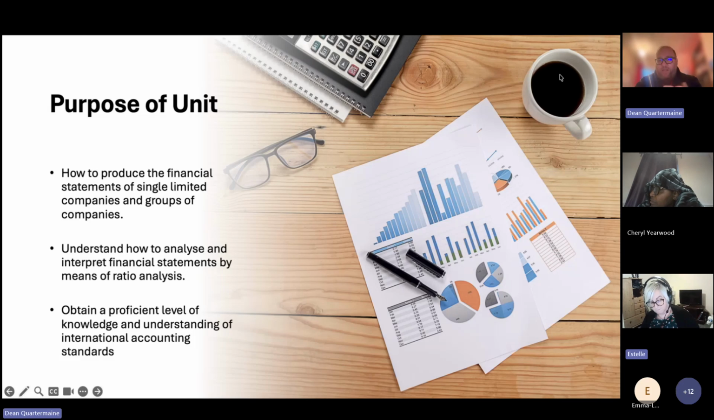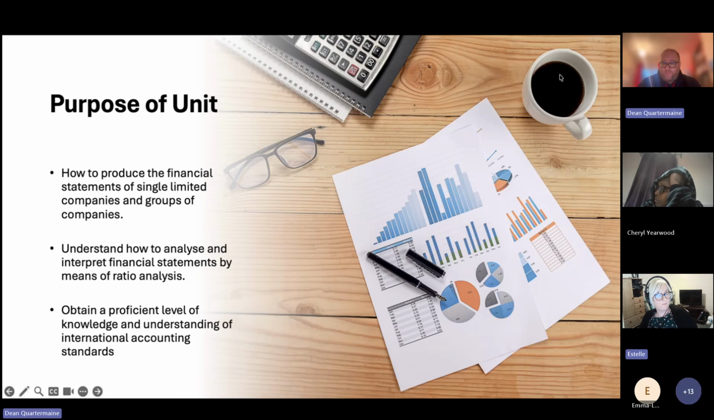Next part that we need to look at is understand how to analyse and interpret financial statements by means of ratio analysis. Ratio analysis has been introduced in various units at level 3, so financial accounting, preparing financial statements, so FAPs, and then the management accounting techniques unit at level 3 introduces various concepts around ratio analysis and asks you to calculate certain ratios.